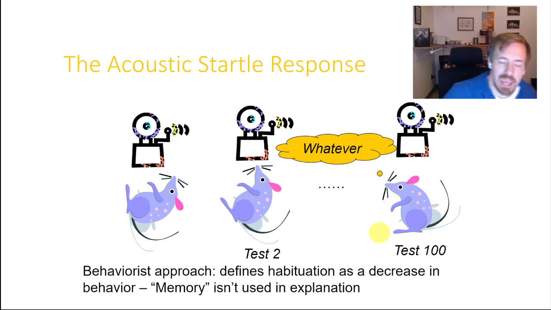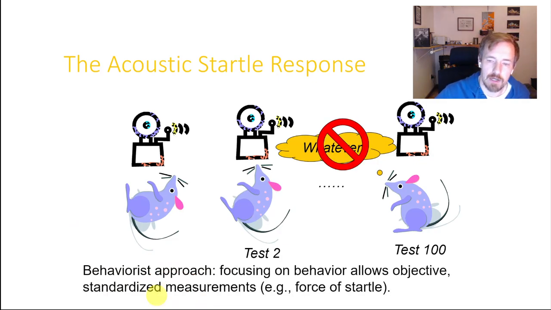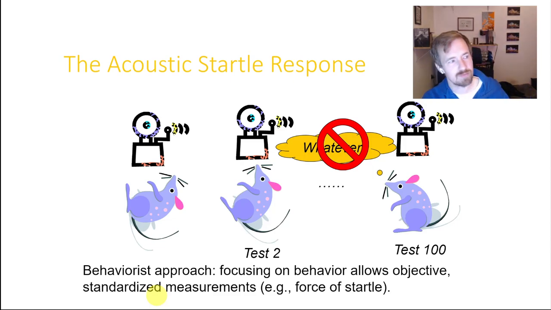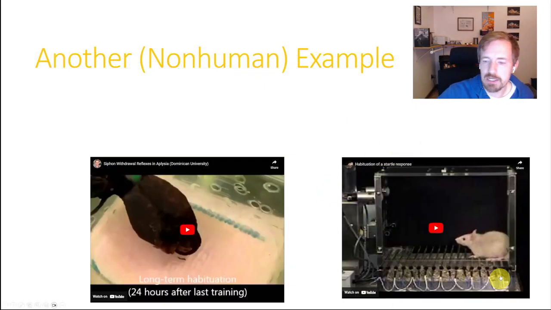So the behaviorist approach to this is essentially that this is a decrease in the behavior, and the word memory isn't really used there. But if we're thinking about what's happening, I feel like it's a pretty textbook definition of what we learned earlier in the semester, which is that we have some exposure to a stimulus, and that affects our behavior later on, which is exactly what happened here. So here is an example of that.